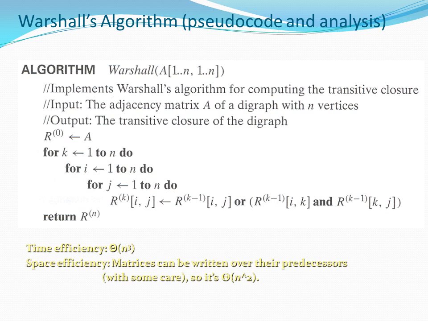Then R of k of i, j equal to the recurrence relation: R of k minus 1 i, j, or R of k minus 1 i, k and R of k minus 1 k, j. If there is 1, keep the value as it is, otherwise check in the previous step the column value and row value. If both are 1, then the current value is 1.